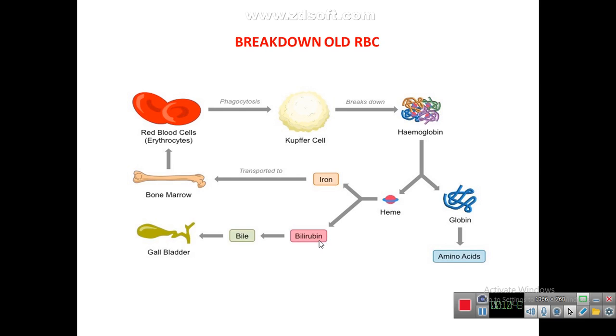Iron will become separated and bilirubin will become separated. This bilirubin results in the formation of bile. Bile from the liver goes into the gallbladder and is stored there. The iron will be transported into the bone marrow for the formation of new RBCs.